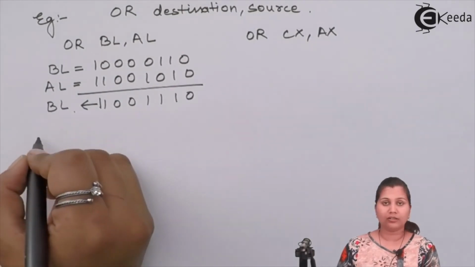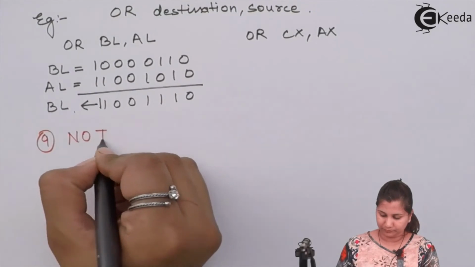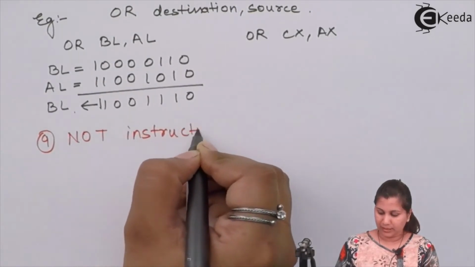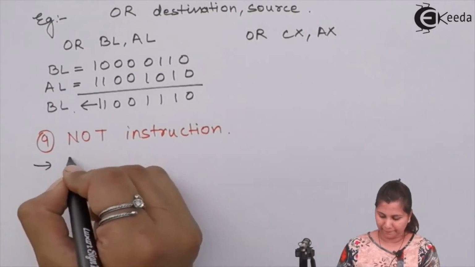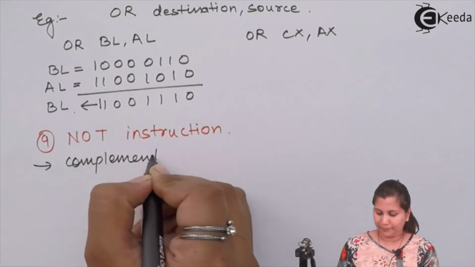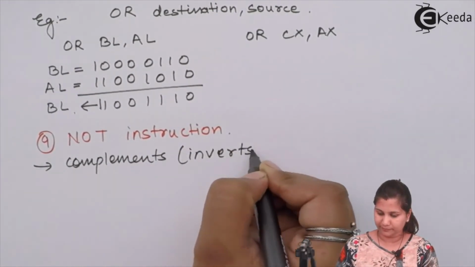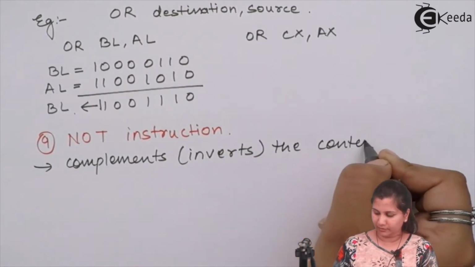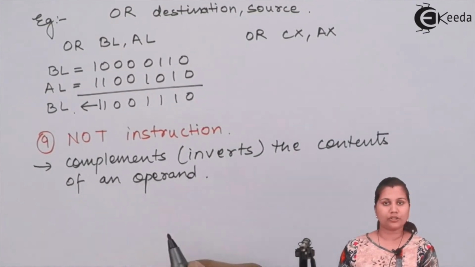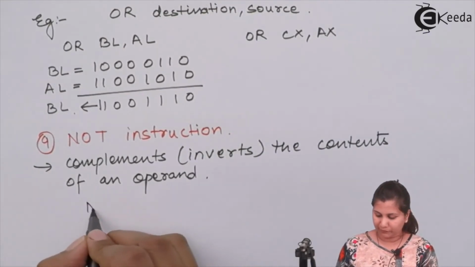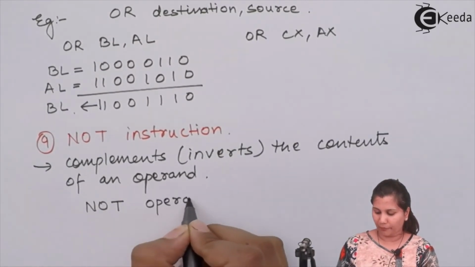Next instruction we have is the NOT instruction. This instruction is going to complement the bits of the register which is specified in the instruction. Complement means that if its bit is 1, then it will be made 0. If it is 0, then it will be made 1. It complements, or we can say inverts, the contents of an operand. This operand can be a memory location or a register. So its format will be NOT and here we write the operand.